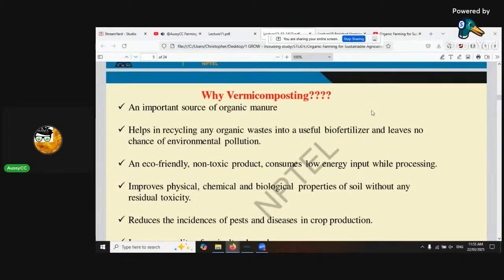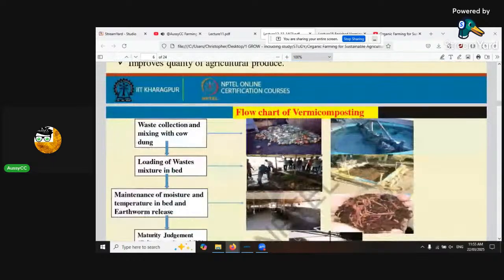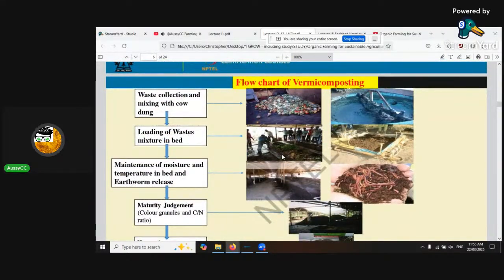Why vermicomposting? Well, you get the bonus of earthworms, and a lot of aeration from them moving through. Flow of vermicastings. This is commercially producing it. You can see they make all their tents out of bamboo. That looks like wood, actually. Very cool.